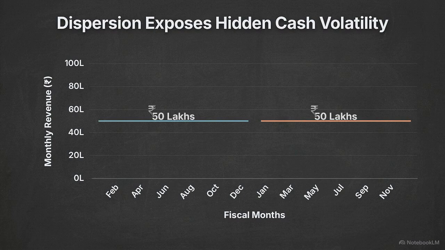Company A hits that target reliably, with minor fluctuations. Company B achieves the same average, but its actual monthly revenue swings between 10 lakhs and 90 lakhs. The identical 50 lakh average masks Company B's volatility. An investor looking only at the central tendency would view these two companies as identical, missing the severe unpredictability embedded in Company B's cash flow.